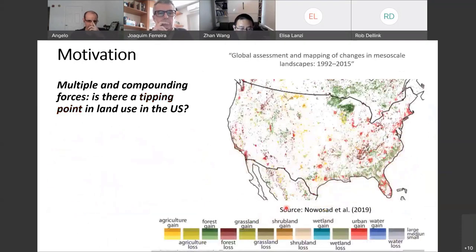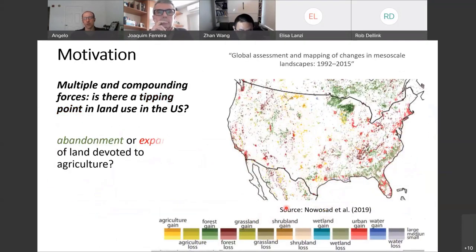So given that, the idea is just to answer, under higher stressors on land use change or lower stressors on land use change, are we going to see more land abandonment towards forest or natural areas in the US, or are we going to see an increase in agriculture areas in the US in the future?